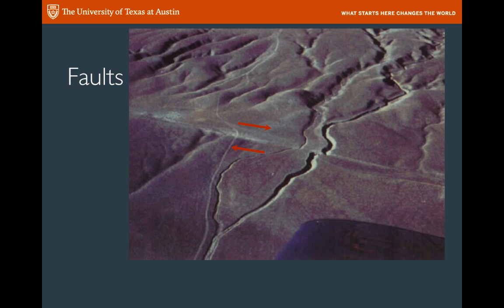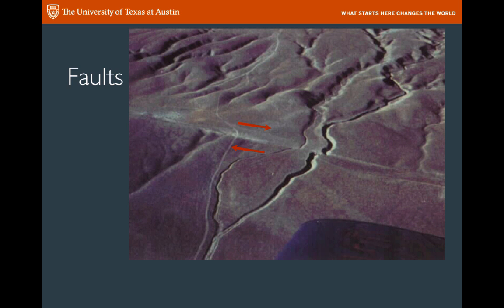Now this one has arrows on it showing you the direction of movement, and you can pick that out yourself by looking at this displaced stream bed, which has been moved so that the part that's away from you has moved to your right. But let's imagine you're standing over there on the other side of the fault from your current view and you're looking back towards me, then the river would look as if it had been displaced to the right.